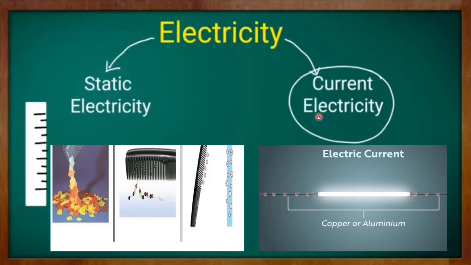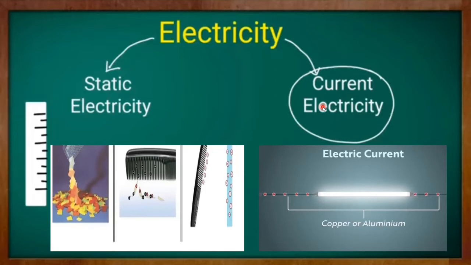Then let's learn about what is current electricity. Here in this figure, I have got a tube light which is connected by a copper or aluminium wire. Here you can see that the charges are flowing. They are not static. If the charges are continuously flowing through a conductor, then it will produce electric current.